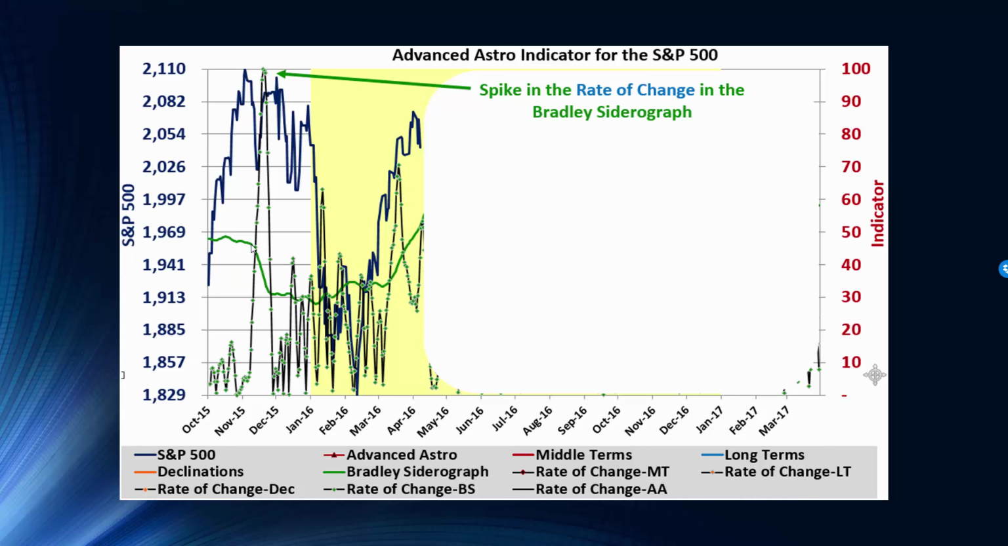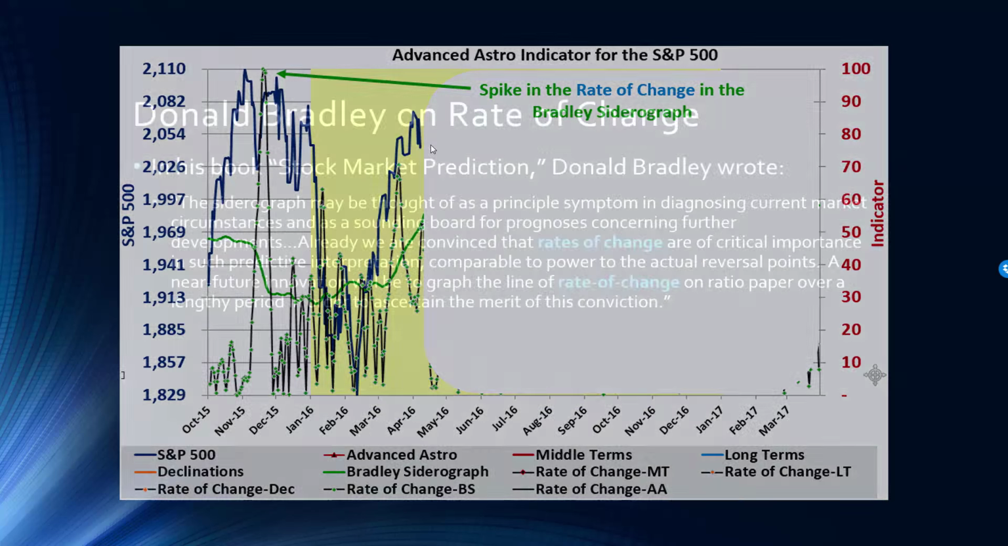You can see that there's a relatively slow pace of decline right here, and then all of a sudden it goes down relatively rapidly right here. So there's a spike up in the rate of change indicator for the Bradley Siderograph. And you can see that this spike up in the rate of change took place at approximately the middle of this significant top right here in the S&P 500. So that's an example of what the rate of change looks like when it's graphed against the S&P 500.